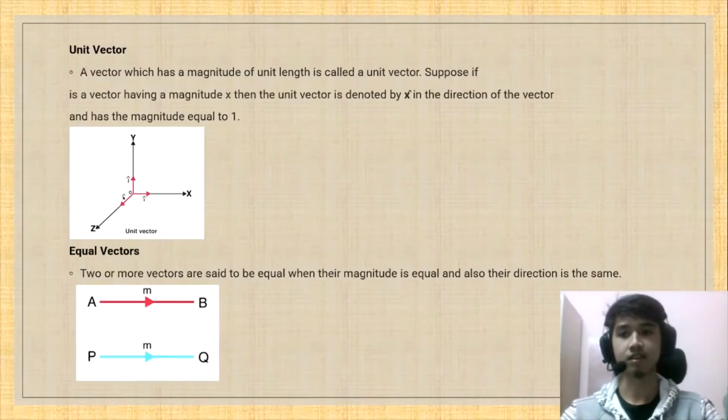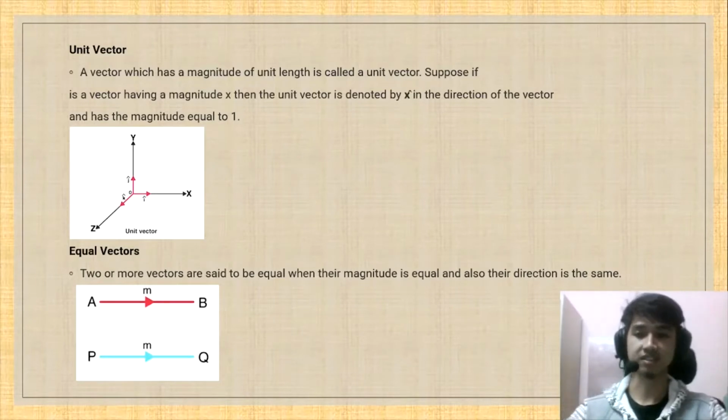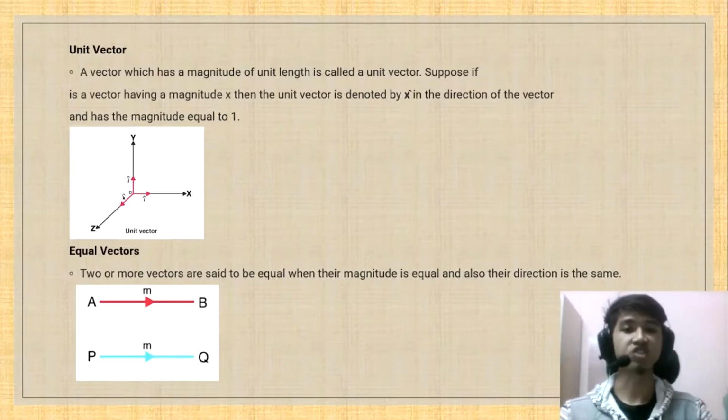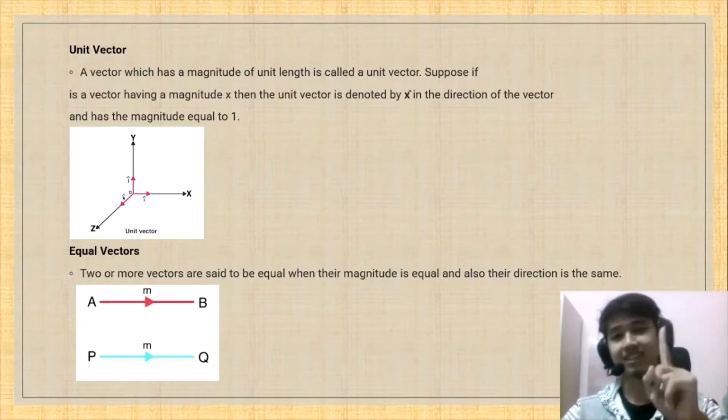Next, the fourth type of vector is known as the unit vector. A vector which has a magnitude of unit length is called a unit vector. Suppose A is a vector having a magnitude x, then the unit vector is denoted by A over x, in the direction of vector A, and has a magnitude equal to 1.